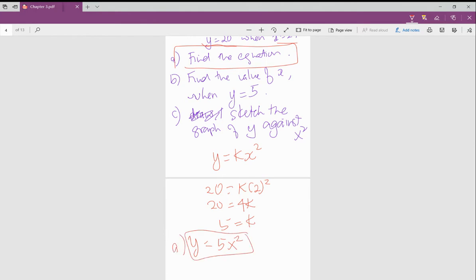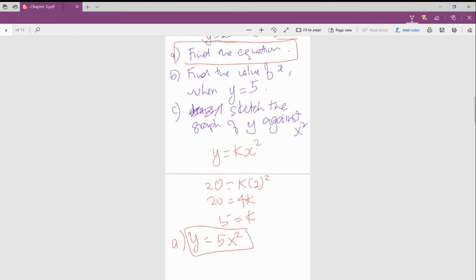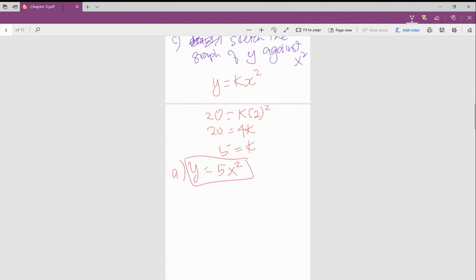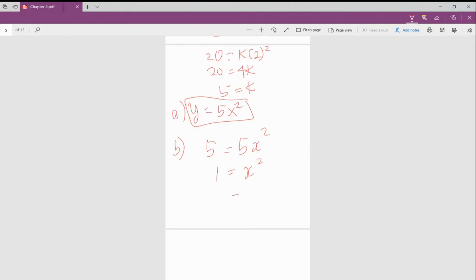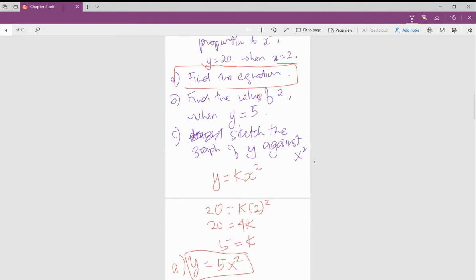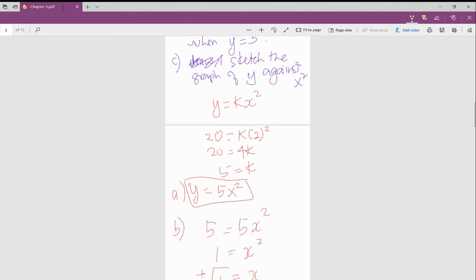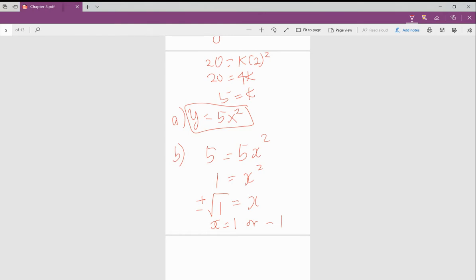Part A. Part B says find the value of x when y is 5. Sorry, there's a mistake. Find the values. So when y is 5, 5 equals 5x squared, divided by 5. x squared equals 5 divided by 5, which is 1. Now remember, whenever you take square root on both sides, you need to put a plus minus. So the answer is x equals 1 or minus 1. So look out for the clue. In the exam, if they say values, there are possibly two answers.